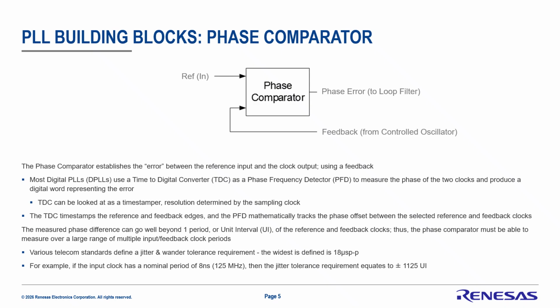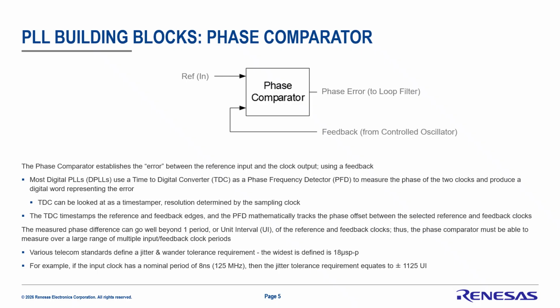One thing to note is the measured phase difference can go well beyond a period or unit interval of the clock. Thus, the phase comparator must be able to measure over a very large range of multiples of input and output clock periods.